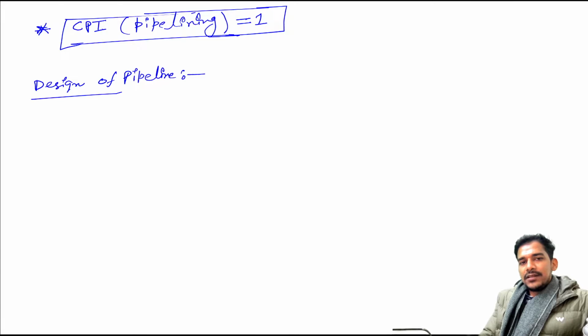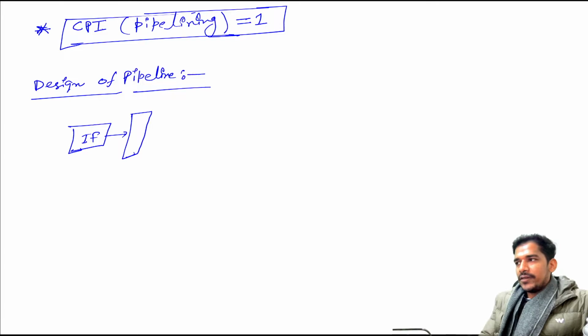So when we design the pipelining, we will have the buffers in between the stages. For example, let us say this is your instruction fetch stage. After the instruction fetch stage, you will be having a small buffer, which is also called a small register, or we can say latch. So sometimes it is called a pipeline register, or sometimes a latch, or simply a buffer.